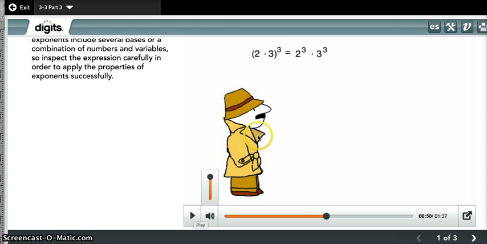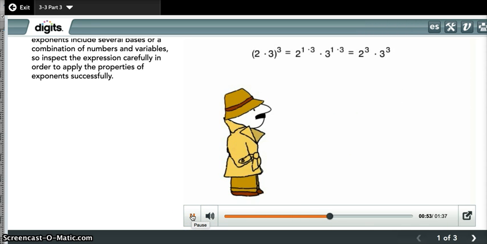So let's stop here one more time before they start talking again and take a look. What do you think the rule is if I can tell you 2 times 3 raised to the third is the same as 2 to the third times 3 to the third? What do you think the rule is?